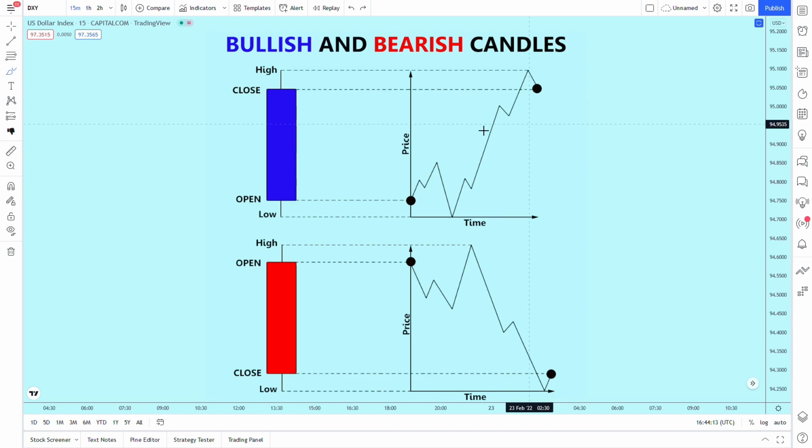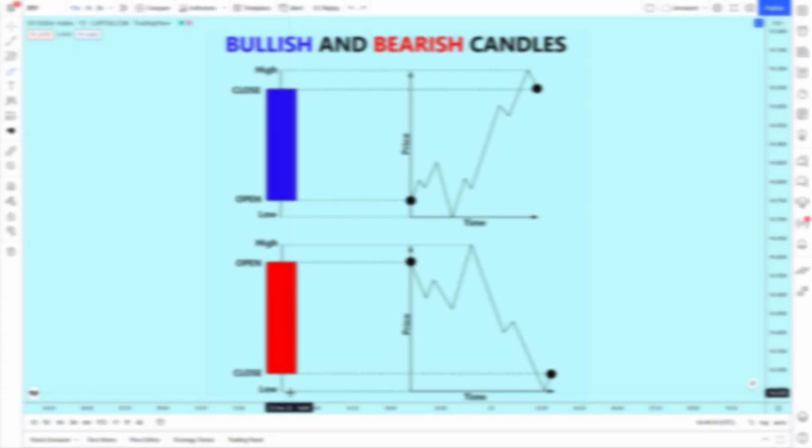I'll just quickly recap. We have opening price, closing price, the high and the low. If the closing price is above the opening price, we have a bullish candlestick. If the closing price is below the opening price, we have a bearish candlestick. And of course, the highest level, then the lowest level.